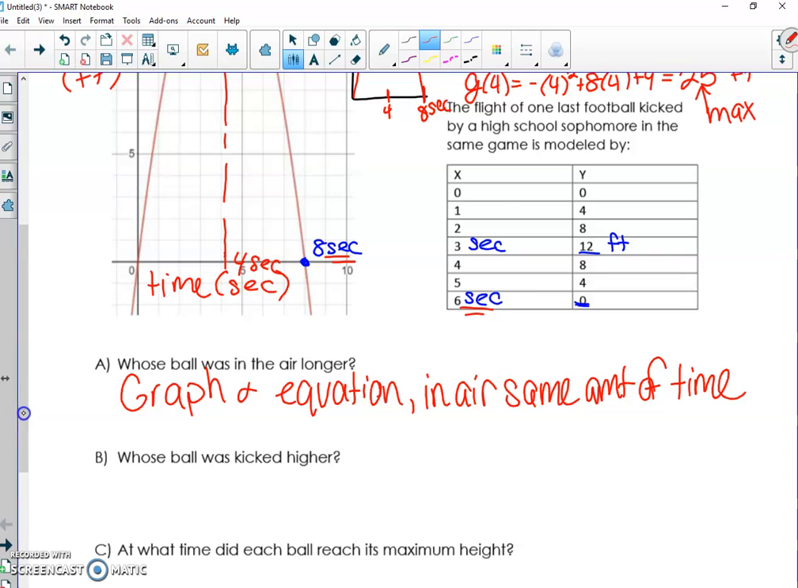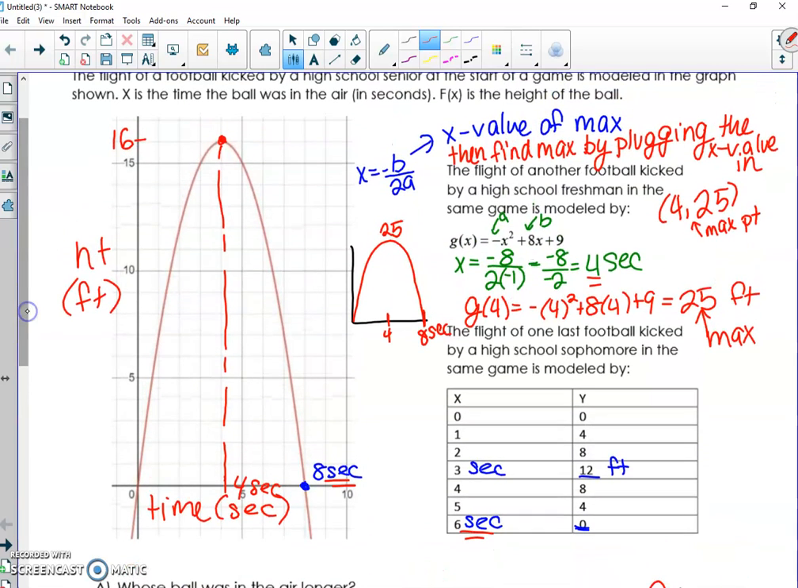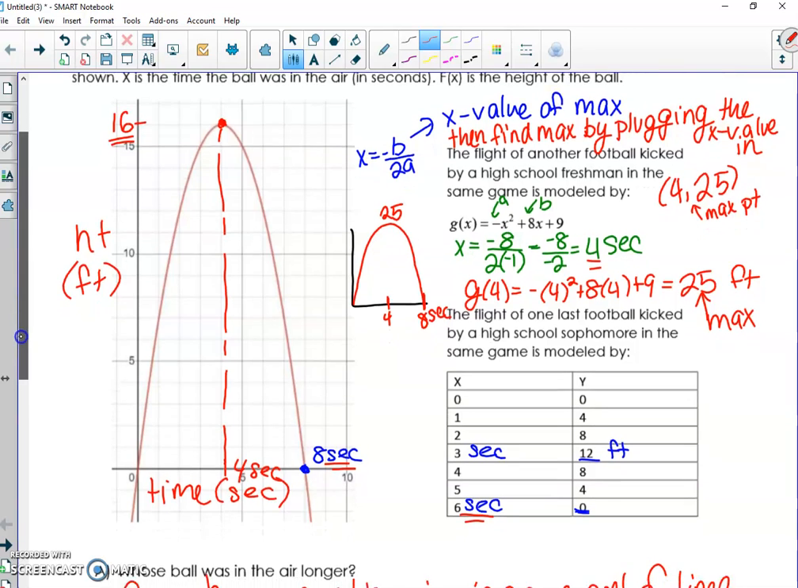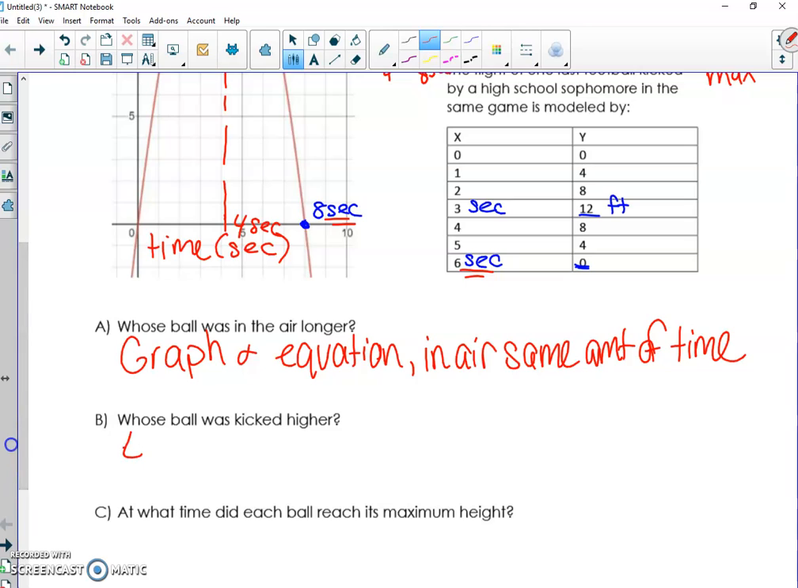Okay, whose ball was kicked the highest? Well, this graph was 16 feet was the highest. This was 25 feet, and the other one was 12 feet. So obviously the equation was the highest, right? The equation was kicked the highest.